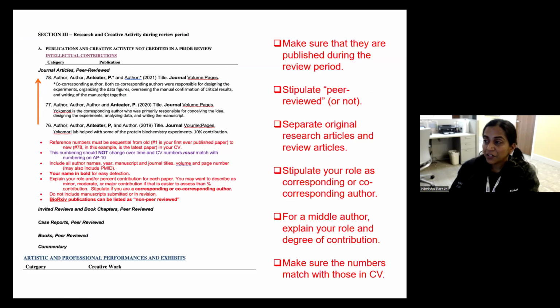Okay, so some examples. You would put where you are the author, obviously you put journal articles that are peer reviewed. You could include invited reviews and book chapters that are peer reviewed, case reports that are peer reviewed, any commentaries that are peer reviewed. Now, it is important to stipulate if it's peer reviewed or not. You want to separate out original research from review articles. You want to stipulate your role. And if, let's say, you are a middle author as part of a collaboration, it's important to explain your role and the degree of contribution.